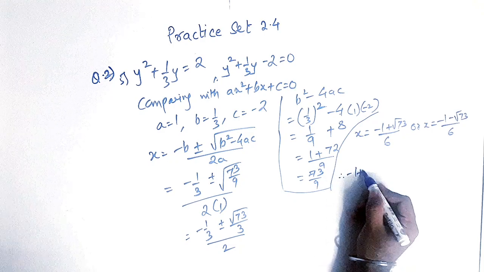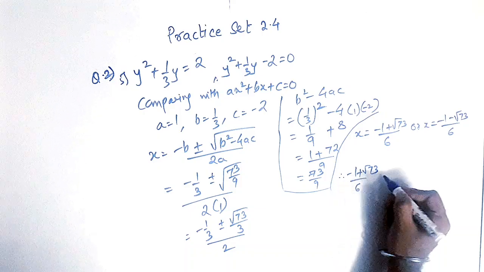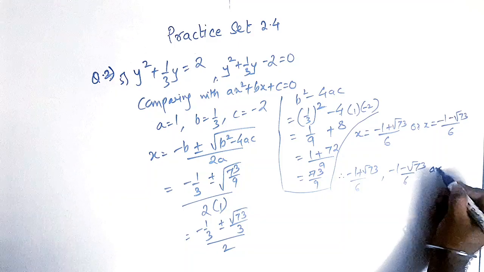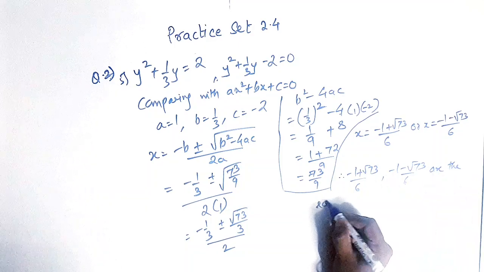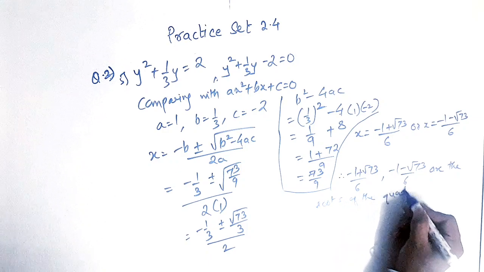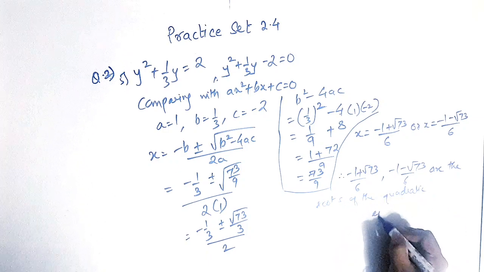Therefore minus 1 plus root 73 by 6 comma minus 1 minus root 73 by 6 are the roots of the quadratic equation.